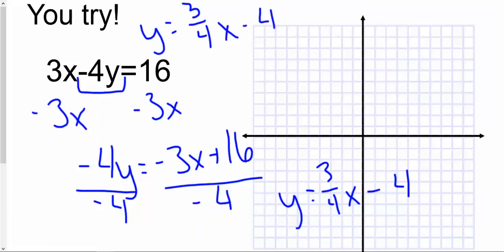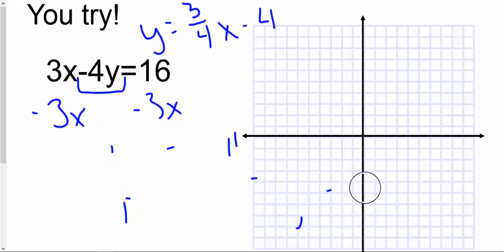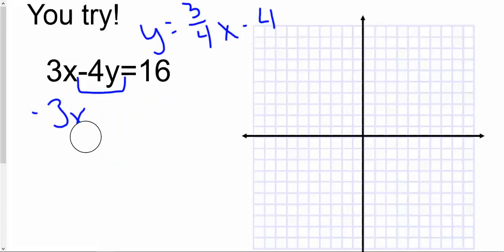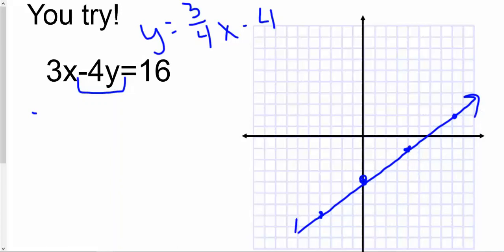Okay, so we start off by graphing with our y-intercept, down here at negative 4. And then from there, we'll use our slope of 3/4. So we're going to go up 3 to the right 4, up 3 to the right 4, or also down 3 to the left 4. And we connect. And there you go. Let's do it the other way.